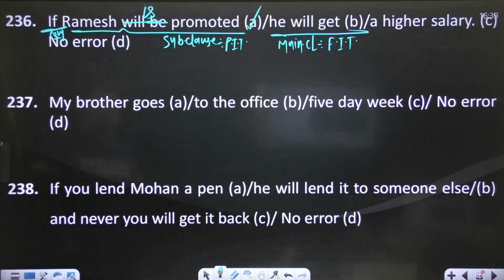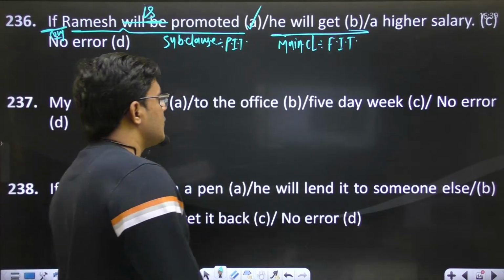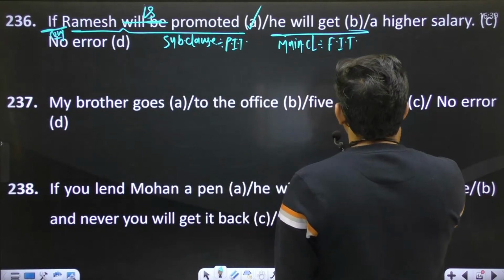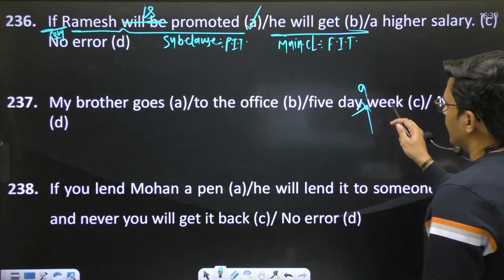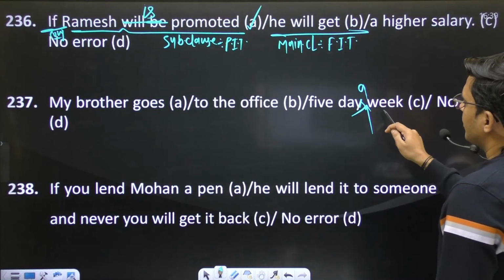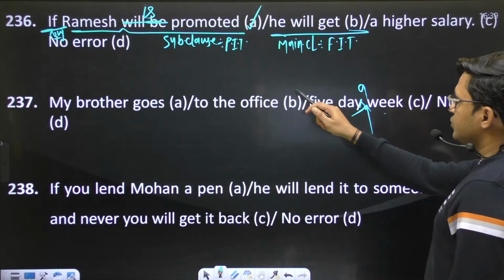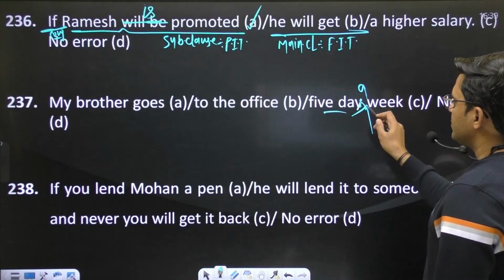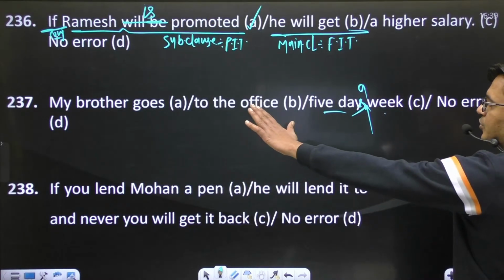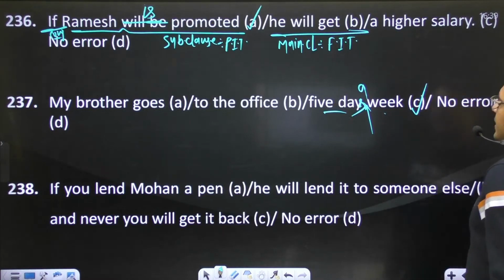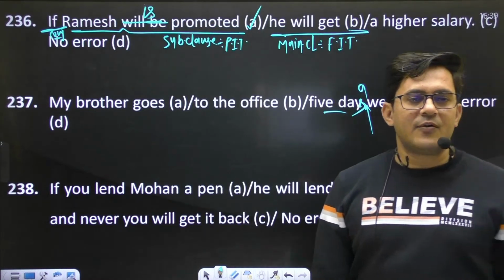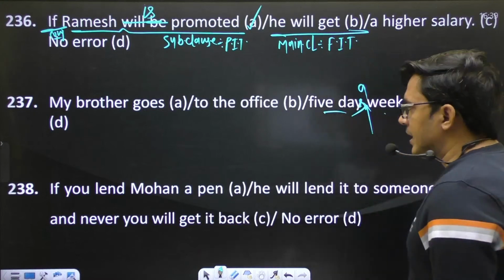My brother goes to the office 5 days a week. Out of 7 days, out of the period of a week, he goes to the office 5 days. So the sentence will be: my brother goes to office 5 days a week. And you have an error in part C. Okay, move to the next sentence.